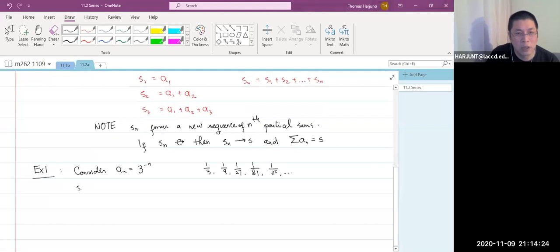Okay, now then, what is S1? S1 will be just the first term. You will see the first partial sum is the same as the first term. S2 will be 1/3 plus 1/9. S3 is 1/3 plus 1/9 plus 1 over 27.